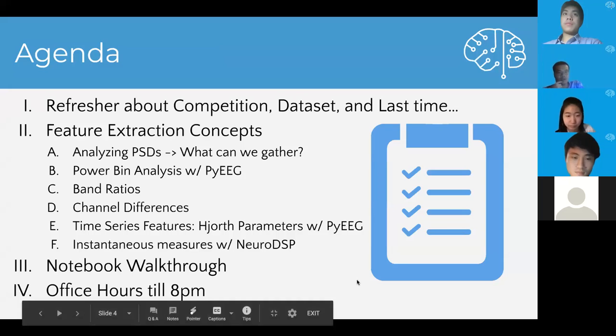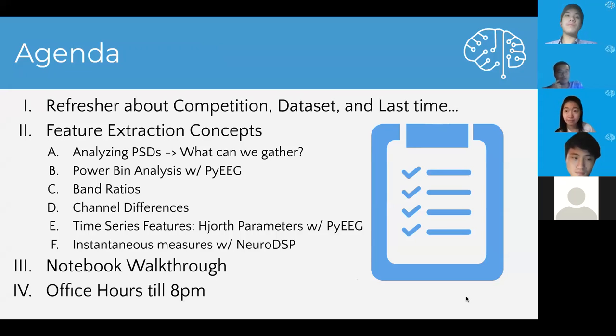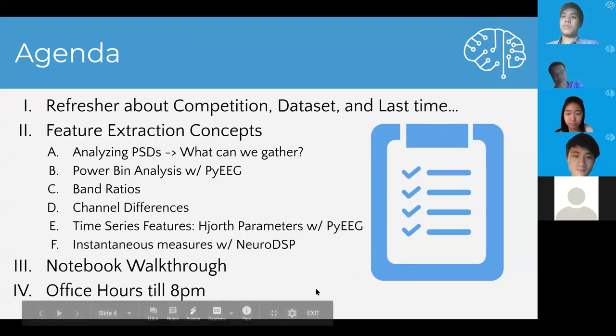All right, so our plans for today are to do a refresher about the competition, data set, and what we did last time. We will also be going over some feature extraction concepts, and then we'll be doing a notebook walkthrough, and then the remaining time will be office hours until 8 p.m.